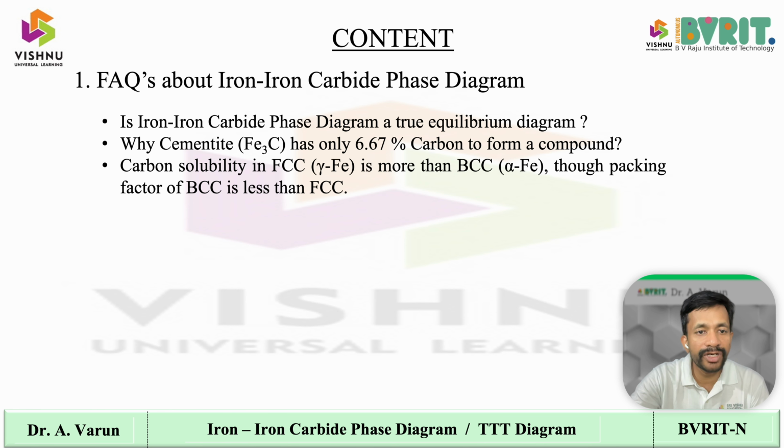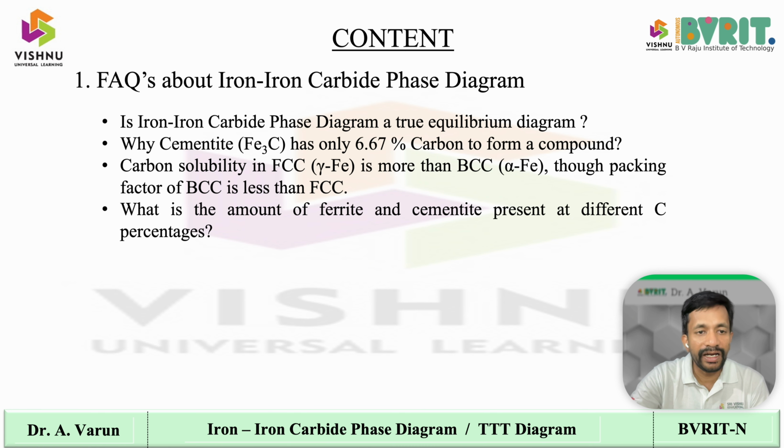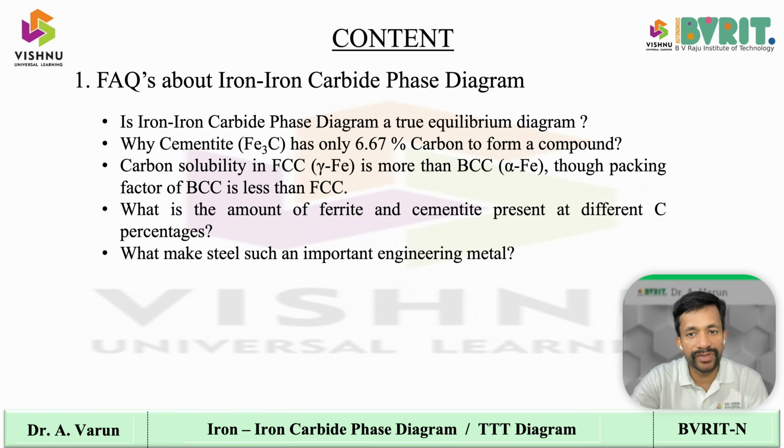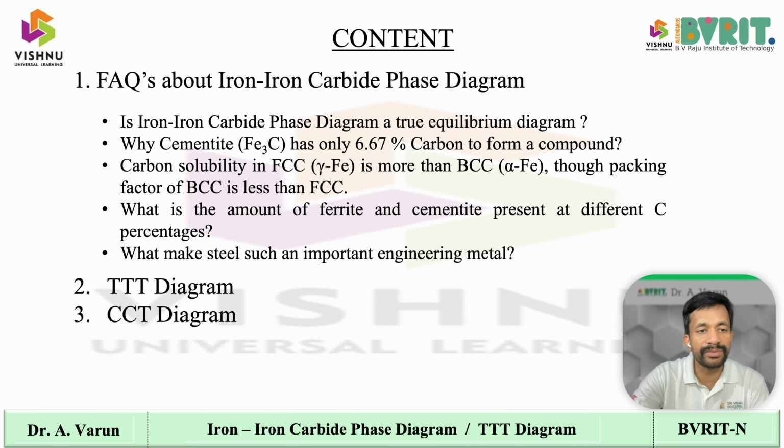Then, carbon solubility in gamma iron is more than in BCC iron, though the packing factor of BCC is less than FCC. So what is this all about? And we'll try to understand ferrite and cementite present at different carbon percentages. Then we're going to see some important engineering metals which have come from steel. In the next video, we are going to discuss TTT and CCT.